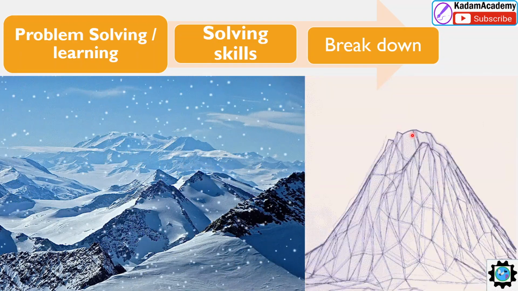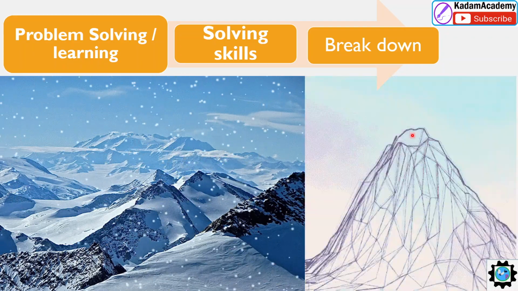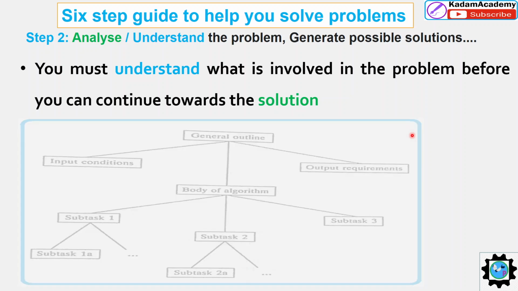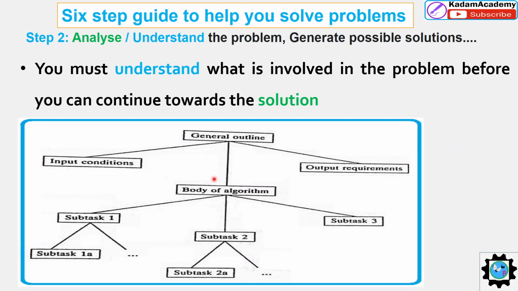To understand the problem, we have to distribute it, decompose it. Whenever you break down a big problem into smaller elements, you must understand what is involved in the problem before you can continue towards the solution. And this will help you: when you distribute or break the problem, you can solve the impossible task with possible ones. So you can go about making several concrete steps to achieve the goal and solve your problem.